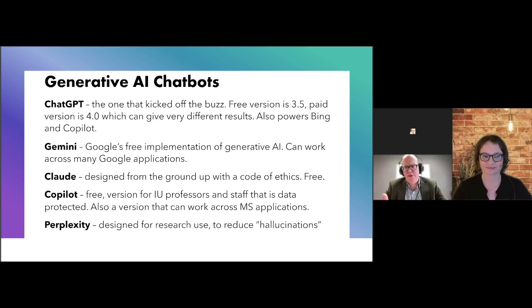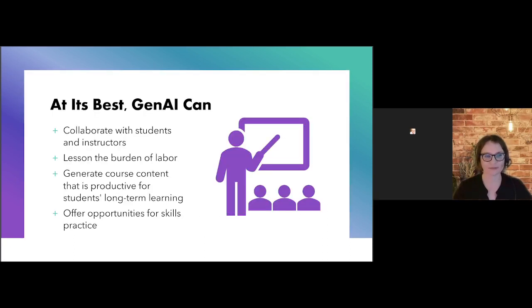And the other thing that I did want to put into the discussion, because I haven't heard it talked about yet today, is that there are differences between these. ChatGPT, the one that kicked it off, the free version is 3.5. The paid version is version 4. So as we think about designing assignments for students and what kind of AI use we may or may not recommend, keep in mind that it's not entirely equitable. Some students may have access to different versions of these programs.